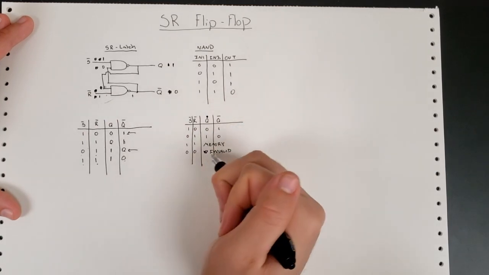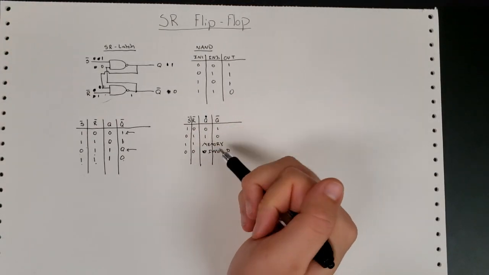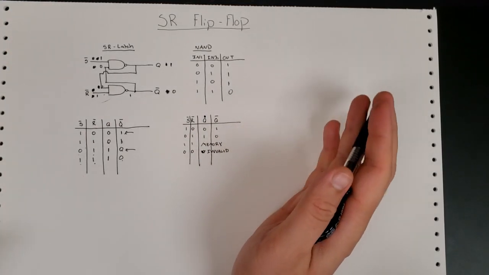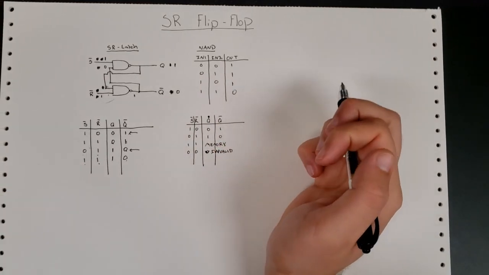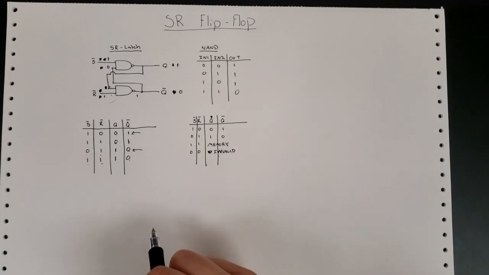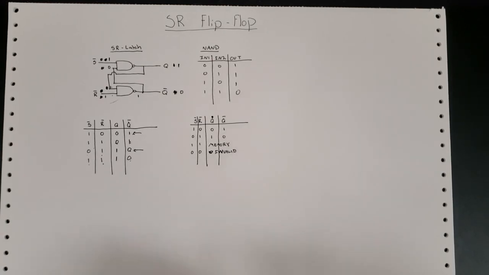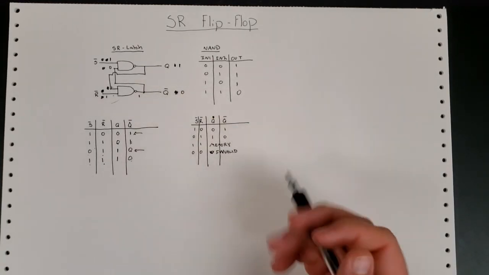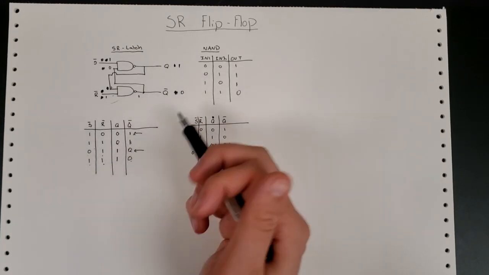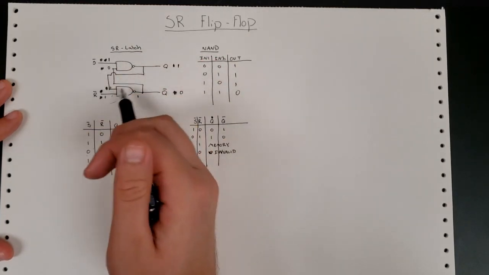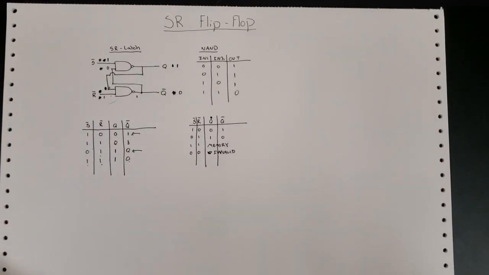I don't want to spend too much time talking about this case, but basically it's not interesting to us, right? It doesn't give us an output that we're interested in. So we just say that it's invalid. Okay, it's not a case that we use in this SR flip-flop with NAND gates. Okay, so this is the output for just the SR latch part of the SR flip-flop.